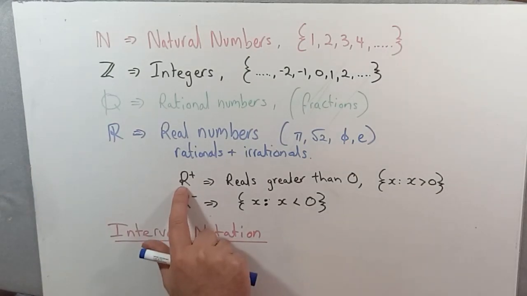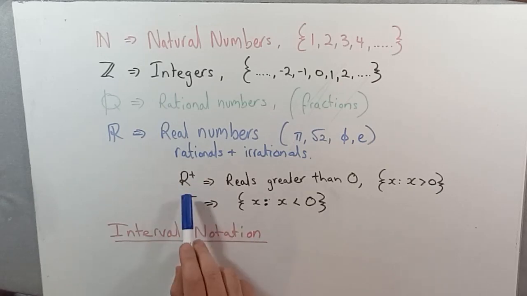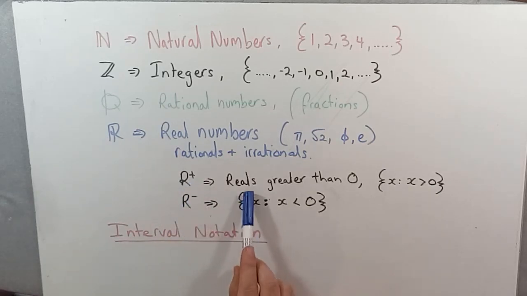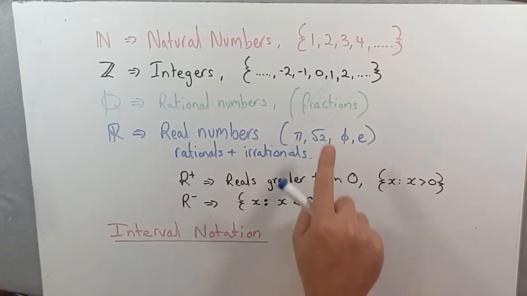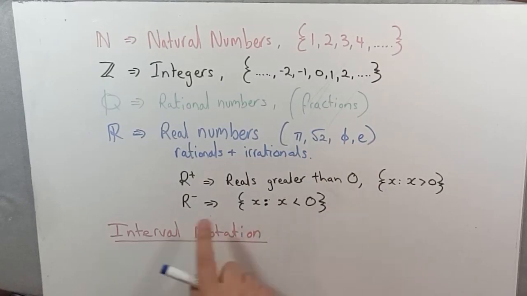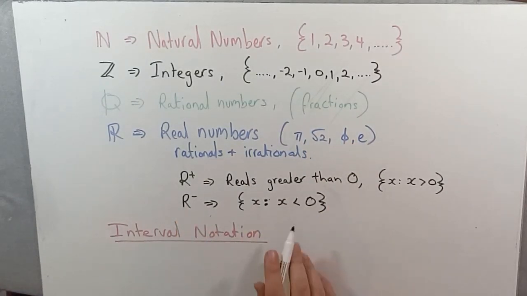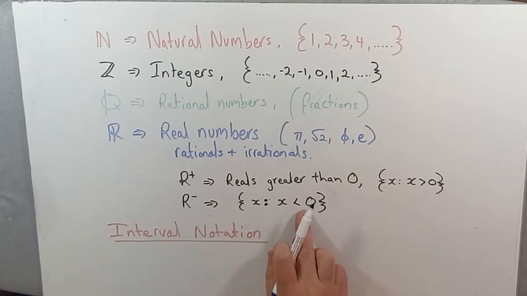Okay, but we've got these little subsets of R. So R plus is the reals greater than 0. Now remember, it doesn't include 0, the plus. So again, another case of not including 0. And R minus is all of x less than 0. So just the negative numbers, but again, not including 0.